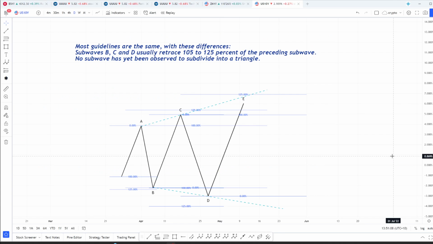So here we have the guideline for expanding triangles. And remember, expanding triangles are very, very rare. I don't think you're going to come across them very often, but you should just know the guidelines around it. So here I've drawn it up where each subwave goes. Well, obviously, each subwave's got to go at least 100%, but we'd look for between 100 and 125% expansion in an expanding triangle.